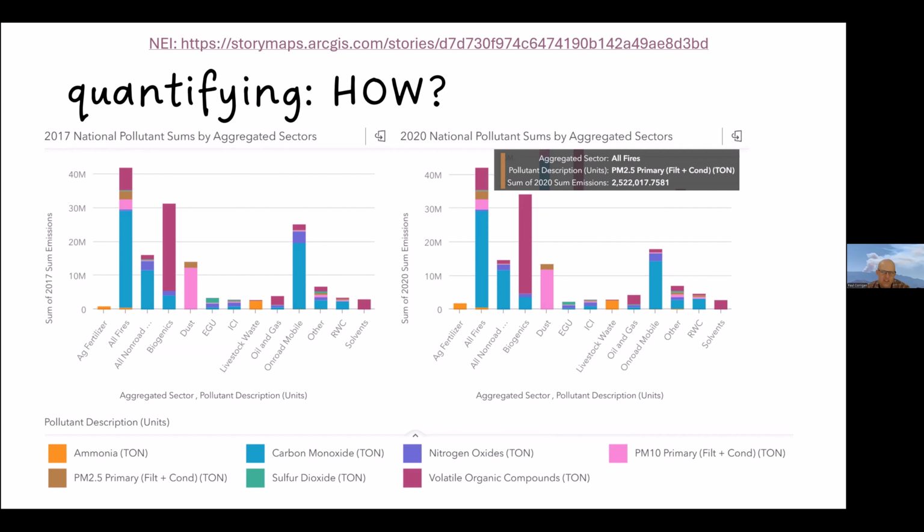Which sector of pollution sectors has the most emissions? And let's say it has the most carbon monoxide emissions. Yeah, all fires. Okay. If you were to go to EPA's tool here and turn on just particulate matter, PM 2.5, all fires would also have the highest bar chart.